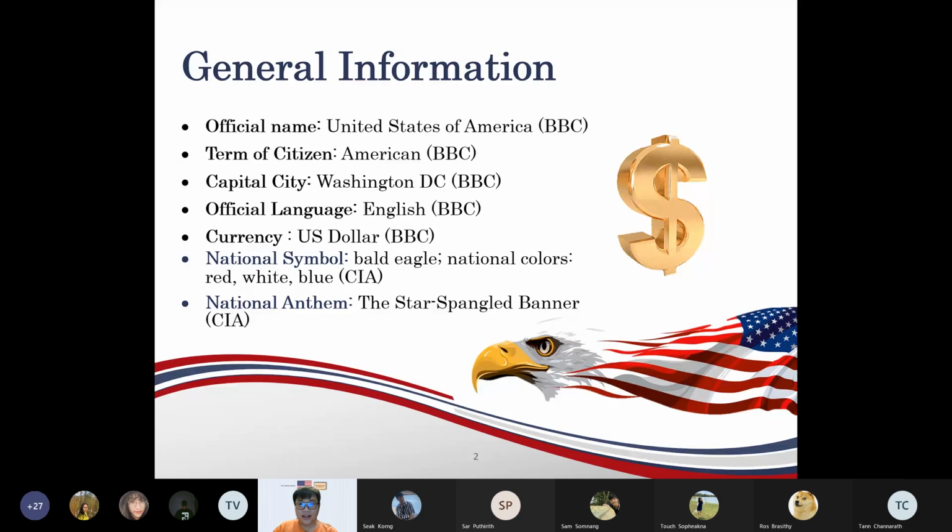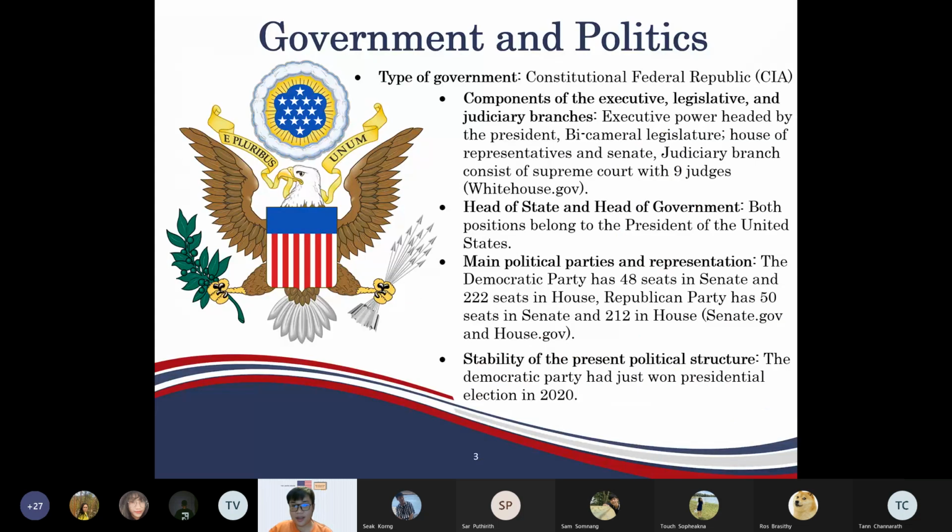And our government is a constitutional federal republic, and we are divided into three branches of power: the executive, legislative, and judiciary branch. So the executive is headed by the president, and the legislature is bicameral, consisting of the House of Representatives and the Senate, and the judiciary branch consists of the Supreme Court with 9 judges.